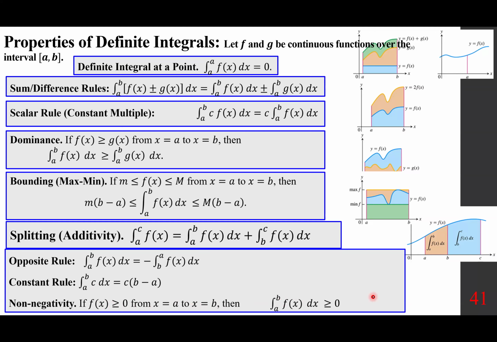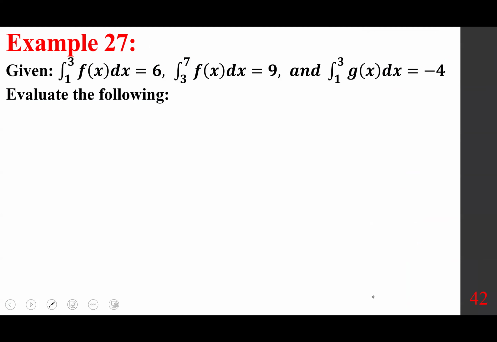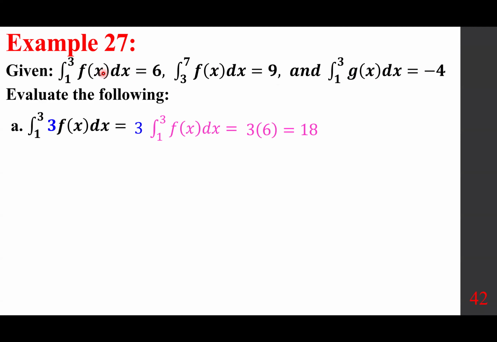So, for example, if the integral of f of x dx from 1 to 3 is 6, from 3 to 7 is 9, and from 1 to 3 for g of x, the integral of g of x dx from 1 to 3 is negative 4. We're going to find the following, starting with part A. 3 times f of x dx from 1 to 3. So because this is 6, just multiply by 3. And you get 18.